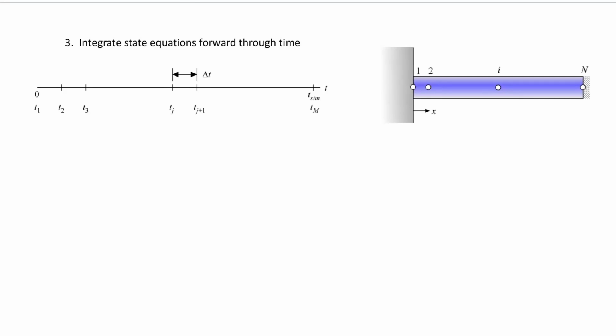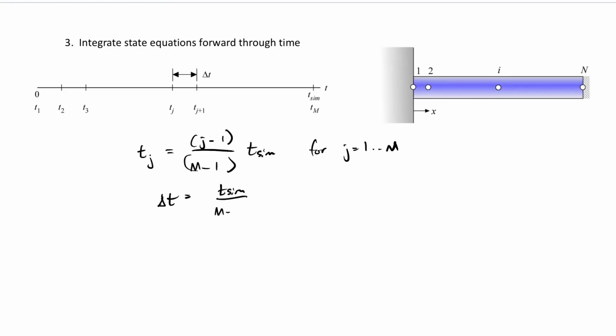So to discretize time, again, Tj, our jth time, is just equal to, we'll use the index j minus 1 over m minus 1 times tsim, tsim being the amount of time we're simulating. That's true for j equals 1 to m. M is the number of steps in time. Our delta t is then tsim divided by m minus 1.